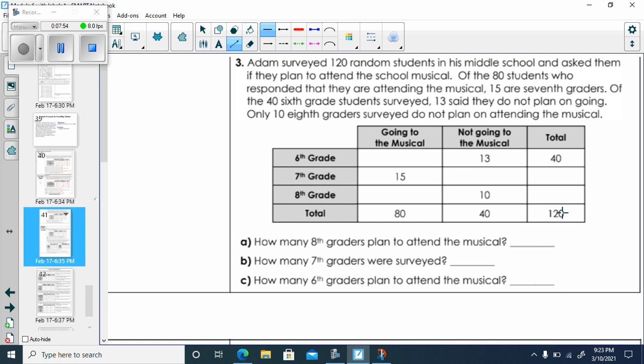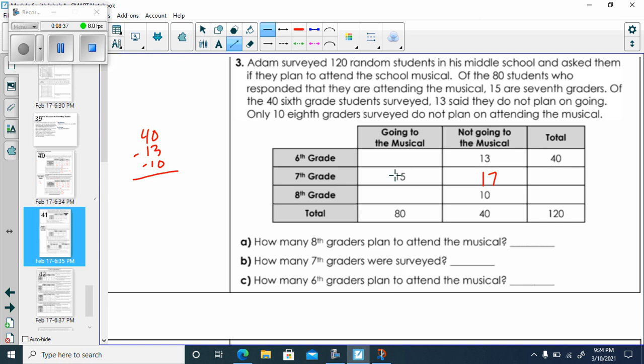Well, this tells me a total of 120 are there. There's nothing I can do here because I got 2 things missing. I've got 1 thing missing here so I can find this. These 3 numbers have to total up to 40, right? So I'd say 40 minus 13 minus 10. Okay? That would give me, grab your calculator. Let's see. 40 minus 13 minus 10 gives me 17. Okay, so there's 17 7th graders not going to the musical, right?